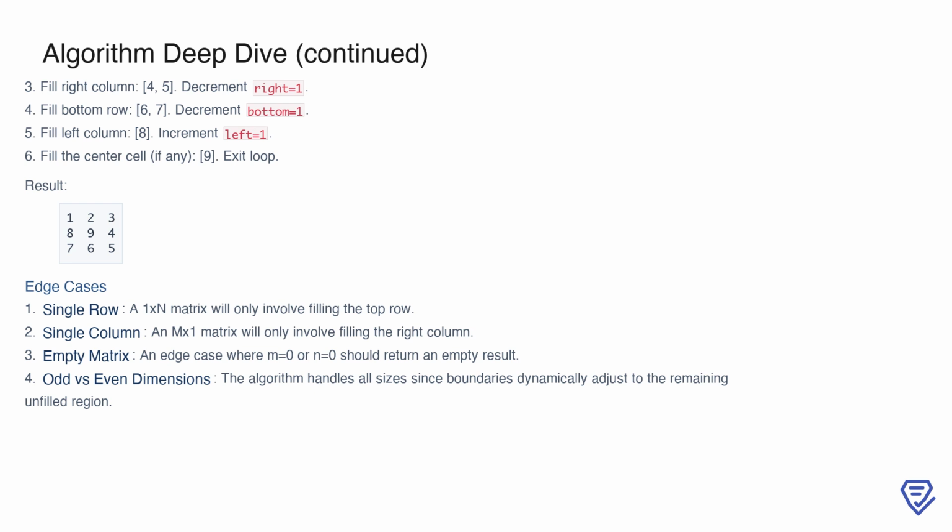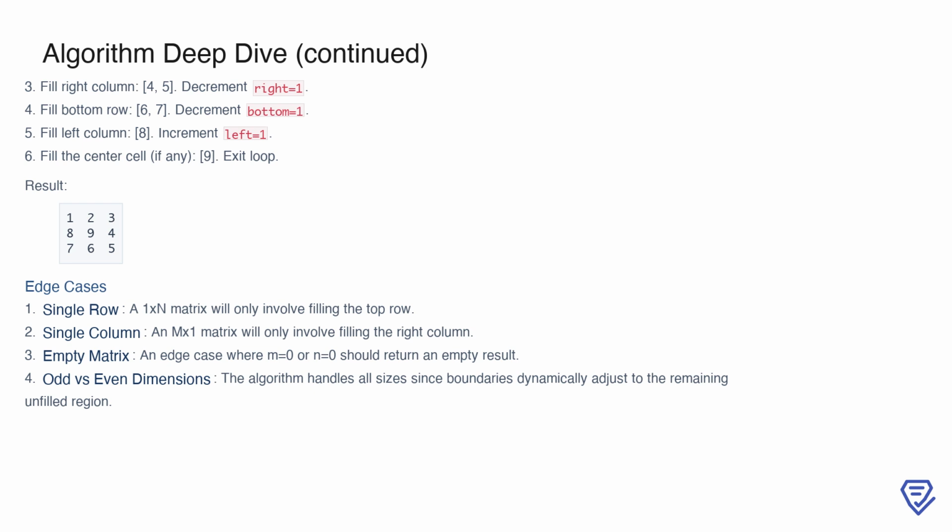Then, we fill the bottom row from right to left with values 6, 7, decrementing bottom to 1. After that, we fill the left column from bottom to top with the value 8, incrementing left to 1. Finally, for the center cell, we assign the value 9 and exit the loop. The result is the completed spiral matrix 1, 2, 3, 8, 9, 4, 7, 6, 5.